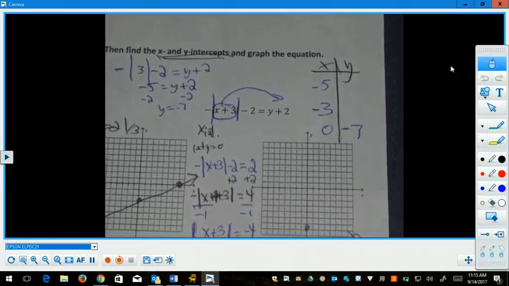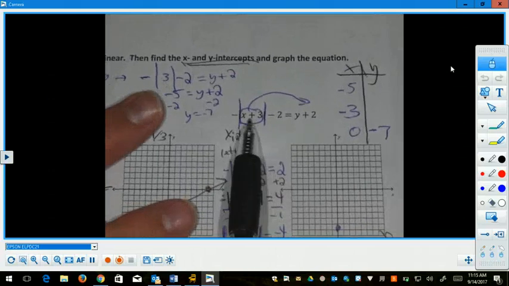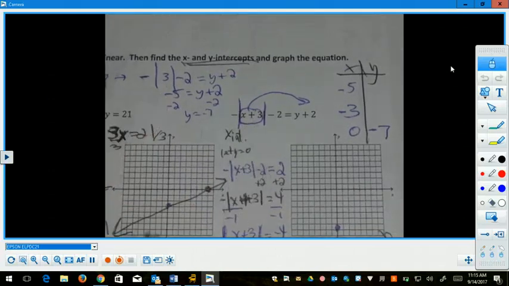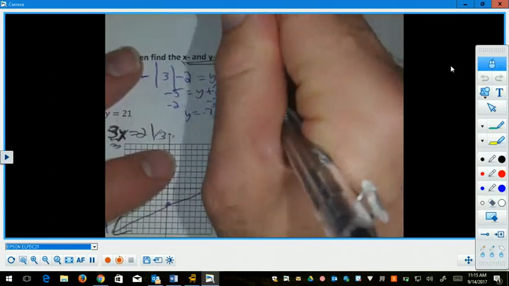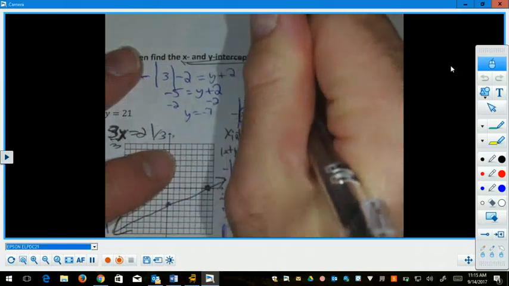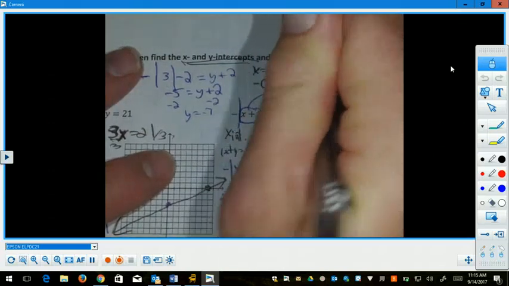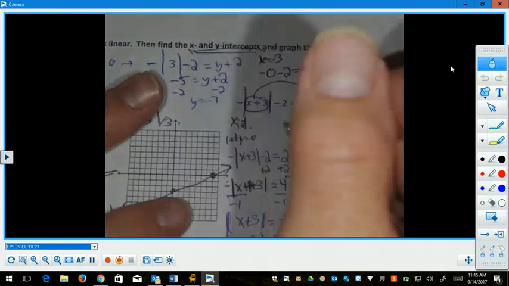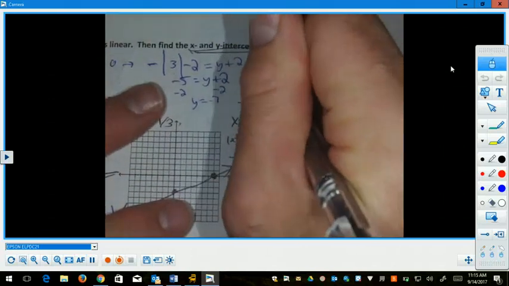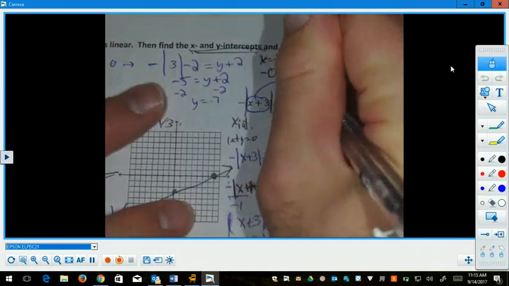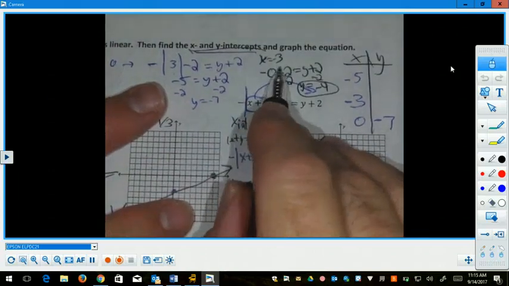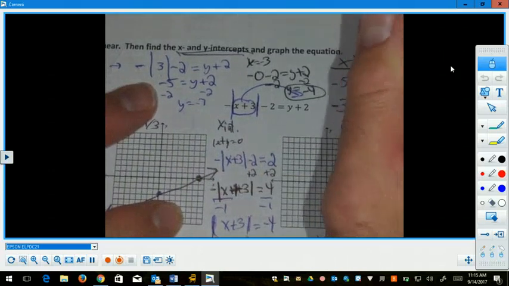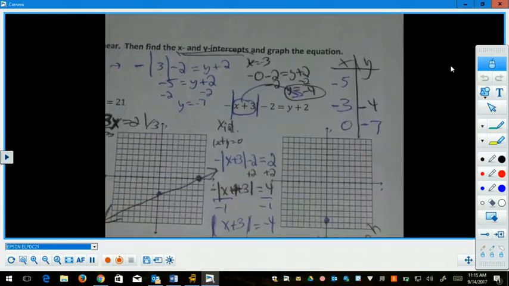Now I'm going to plug in the -3. What's going to happen when I plug -3 in here? What happens in there? That becomes 0. So if I do that, when x equals -3, I've got the opposite of 0, -2 equals y plus 2. I subtract 2 from both sides, and I get y equals -4. Because over here I have -2 minus 2. So I've got -4 for my y-coordinate.